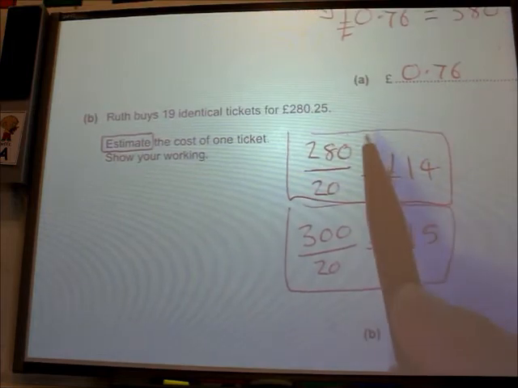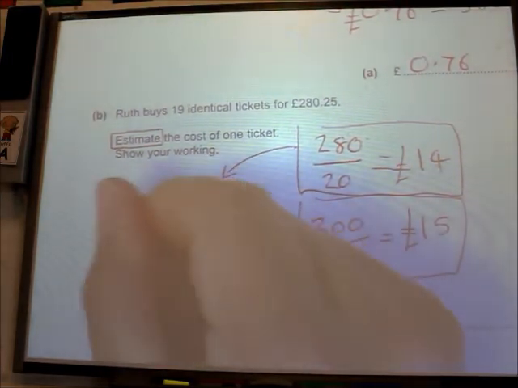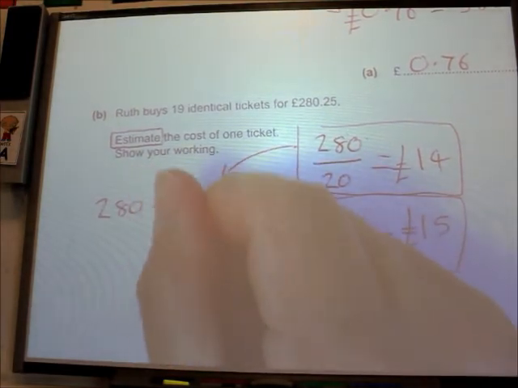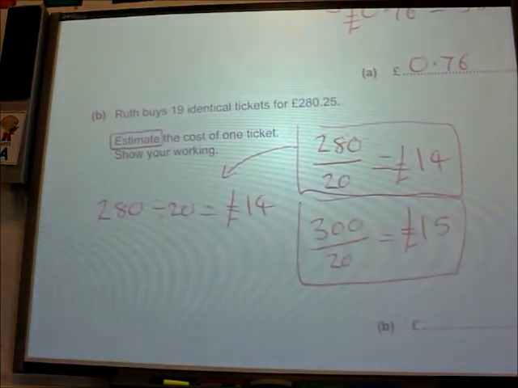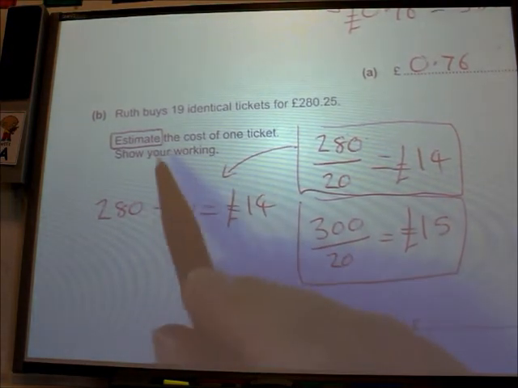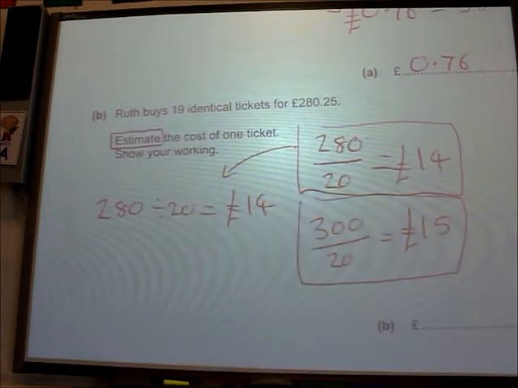If you don't like setting it out like that, you could always set it out like this in the traditional way. 280 divided by 20 equals 14. But regardless, you must show your workings, and a key word there is estimate. So we're rounding these off to nice numbers that are easy to deal with.